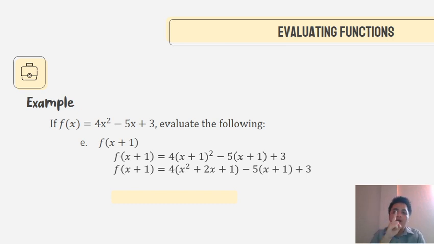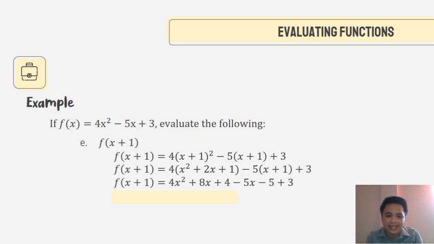Simulan natin. 4 times x squared, it's 4x squared. 4 times 2x, that's 8x. 4 times 1, that's positive 4. And then, negative 5. Tandaan ha, isasama yung negative. That will be negative 5 times x, that's negative 5x. And then, negative 5 times 1, that's negative 5. Tapos, copy yung plus 3.